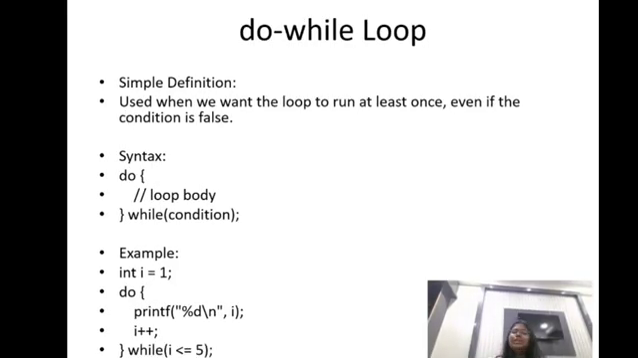Do while loop. The do while loop is similar to the while loop, but the main difference is that it executes the body at least once, even if the condition is false. The condition is checked after running the loop body.